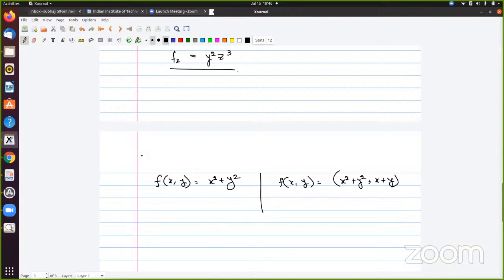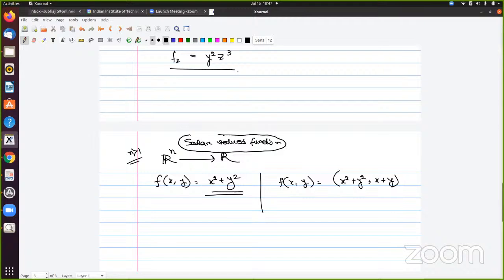So basically, in a multivariable function, the domain is R^n where n is greater than 1. If it is R^n to R, this is a scalar valued function. Why is it scalar valued? Whatever values you put in x, y, you will get a scalar here, a constant number, right? We are getting only one value. That's why it is scalar valued.